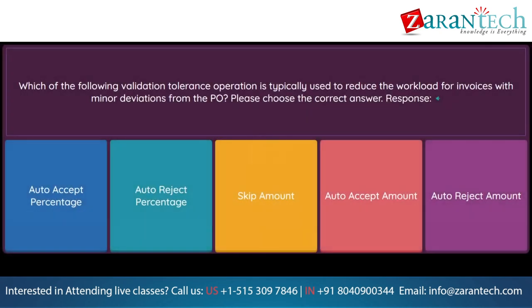Question: Which of the following validation tolerance operations is typically used to reduce the workload for invoices with minor deviations from the PO? Please choose the correct answer. Response: Option 1, auto accept percentage. Option 2, auto reject percentage. Option 3, skip amount. Option 4, auto accept amount. Option 5, auto reject amount.